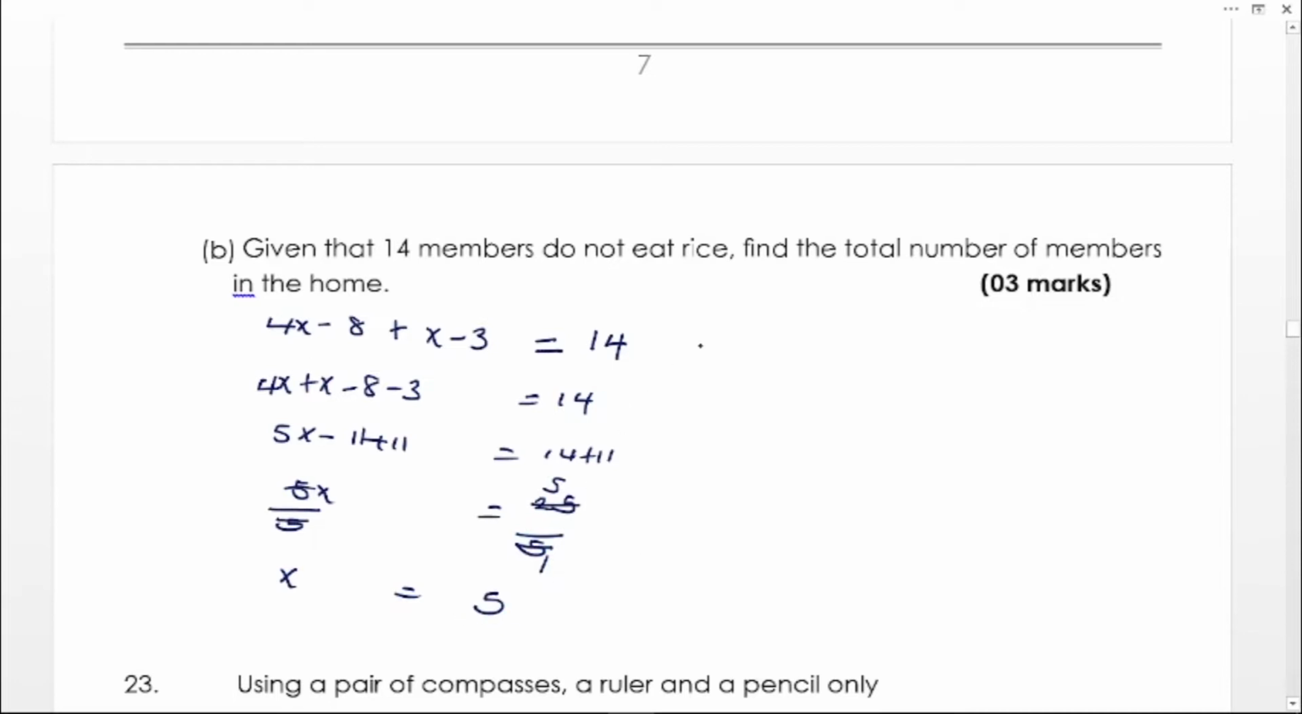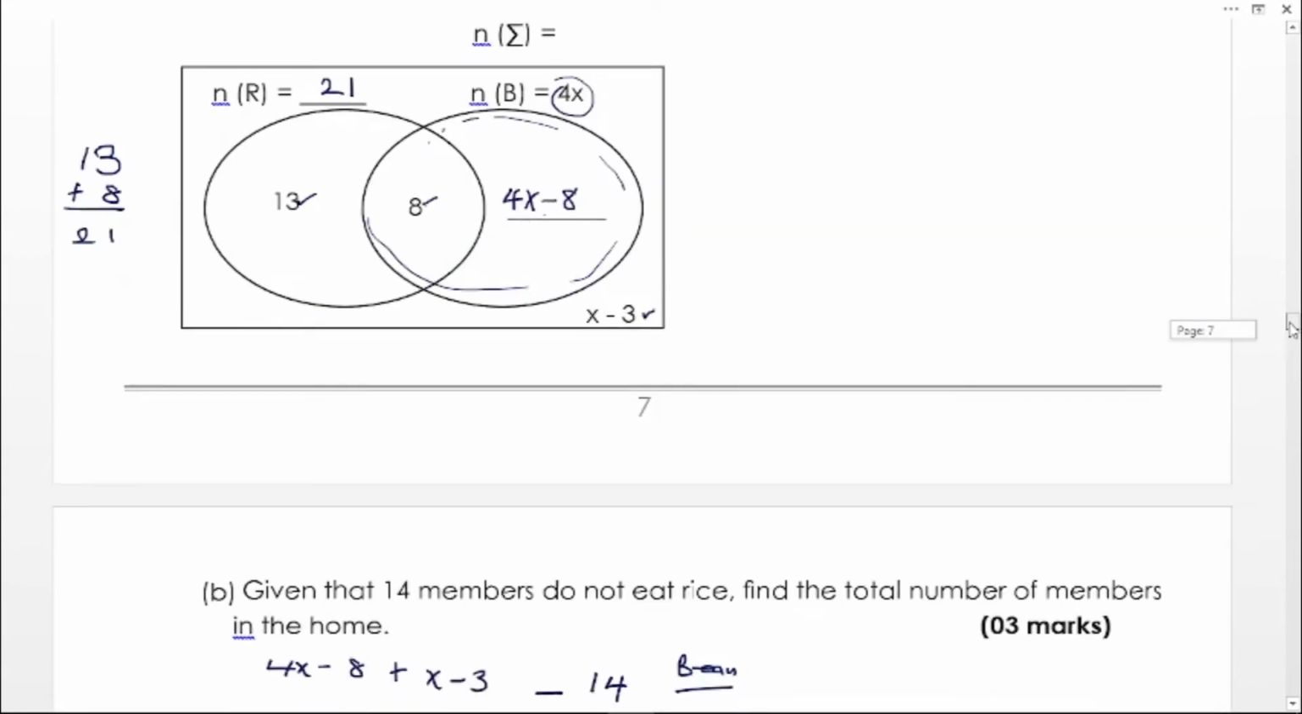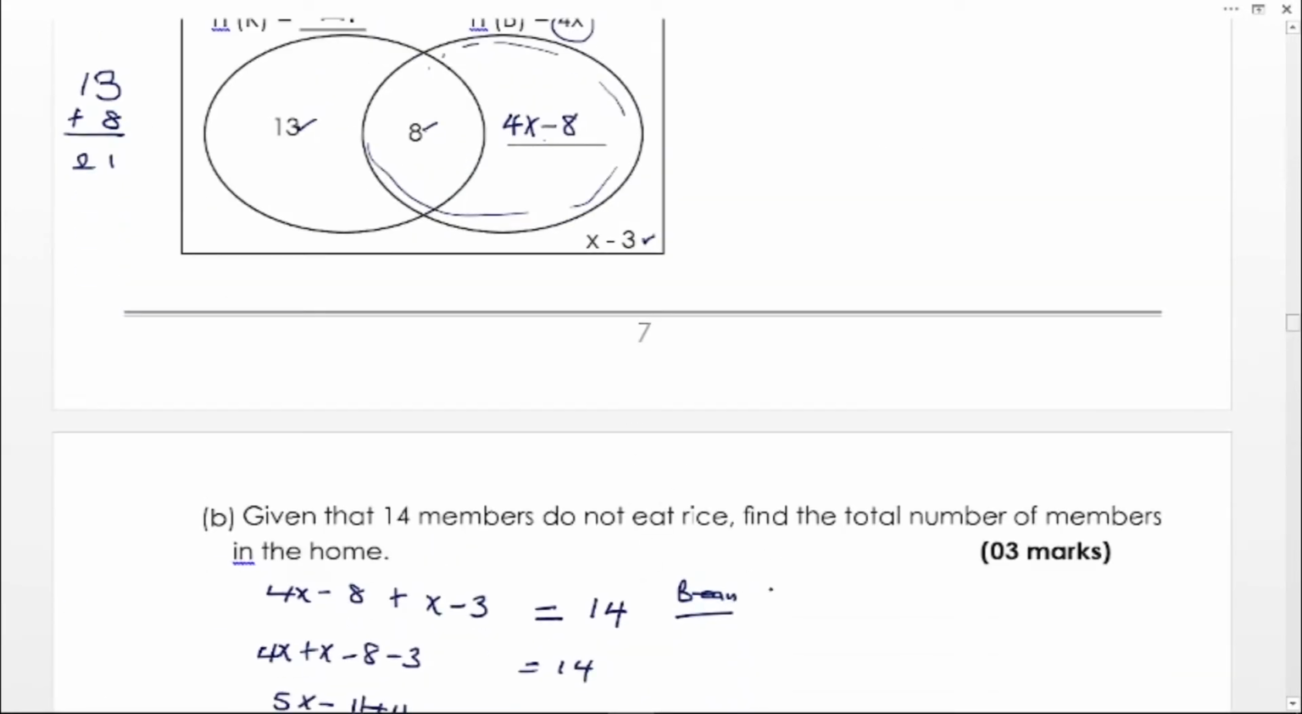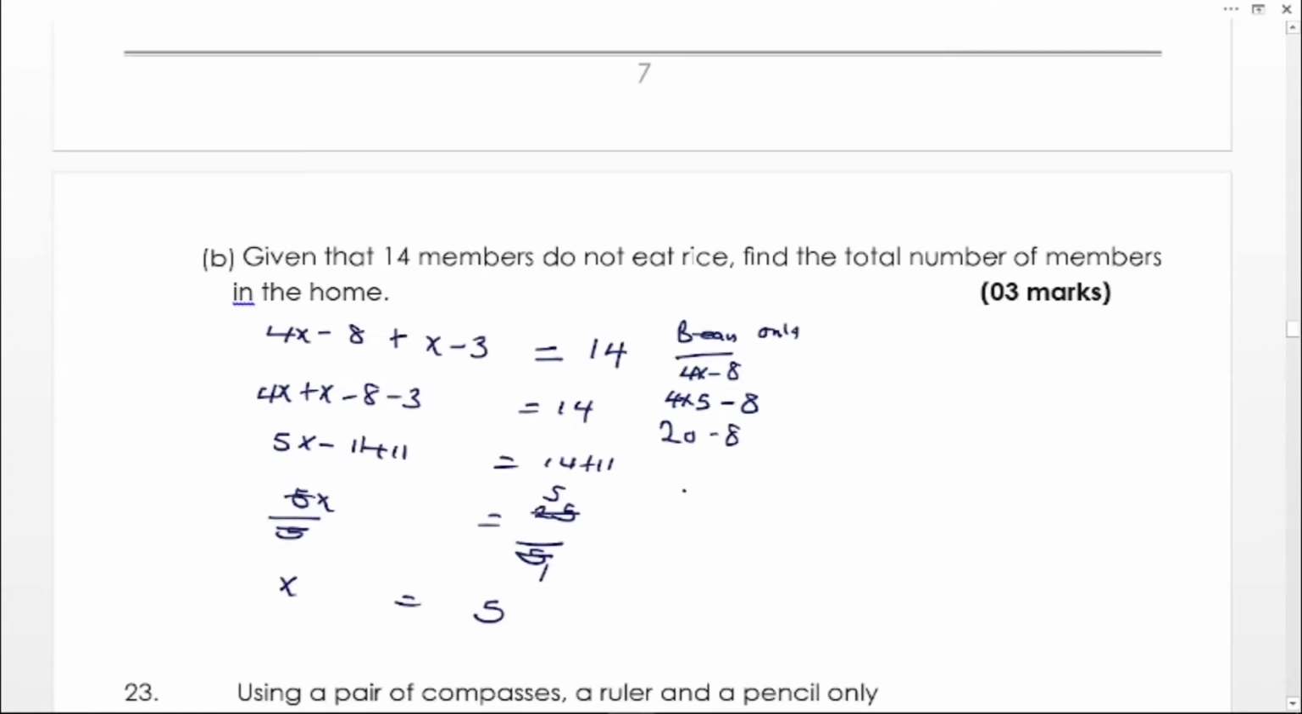Now we need to know the total number of members in the home. For those who ate beans only, they are taking 4x minus 8, which is 4 times 5 minus 8, which is 20 minus 8, and it is giving us 12 members there. Now when we come to those who ate rice, all of them were 21 members. For those who did not eat, the neither part, we are having x minus 3, which is 5 minus 3, which is 2.